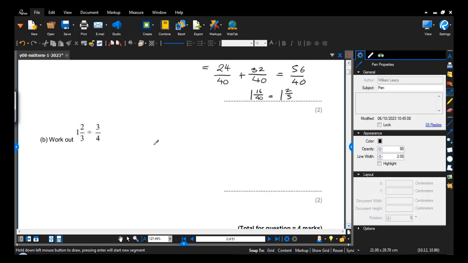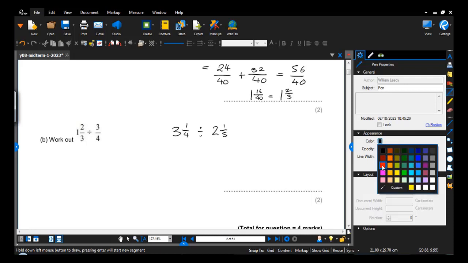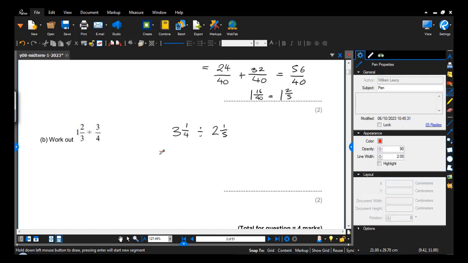Okay, next one, it's this type. Let's say 3 and 1 over 4 divided by, I don't know, 2 and 1 over 5. Let's do that. What you do is convert them first into improper fractions. 4 times 3 is 12 plus 1 is 13 over 4, divided by 5 times 2 is 10 plus 1 is 11 over 5. That's just the same thing, just a different way of writing it.